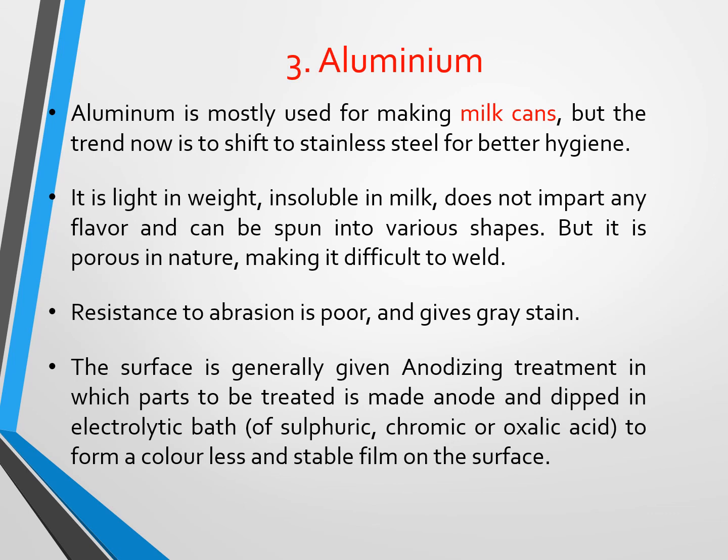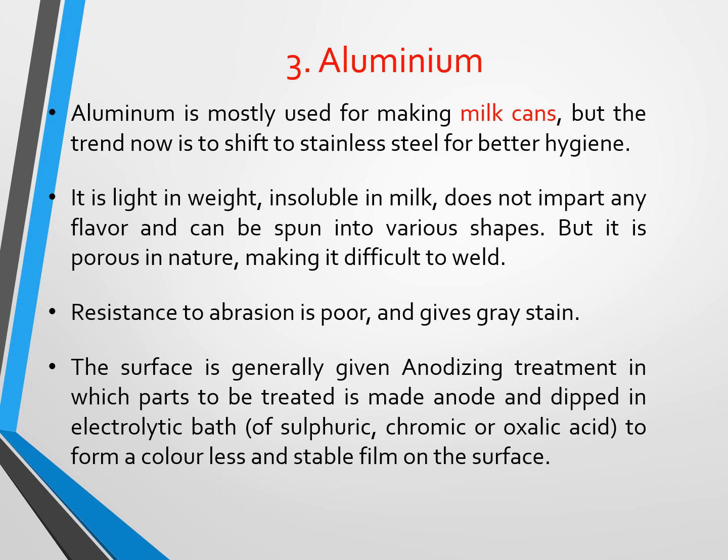So next one is aluminum. In the old era, some decades before, we used aluminum cans for collection of milk. Basically in the dairy industry, aluminum was used for milk cans. But now we use stainless steel or plastic cans.